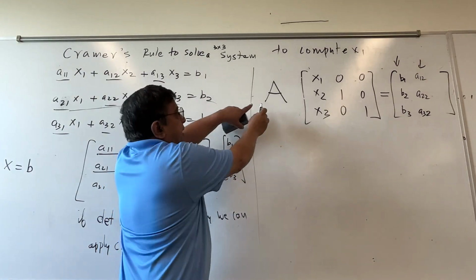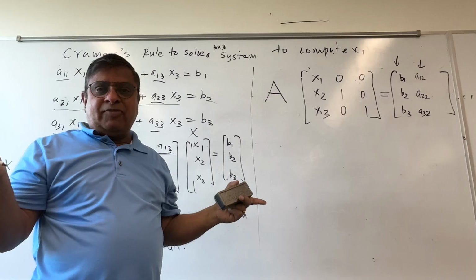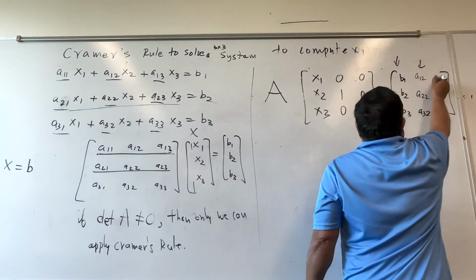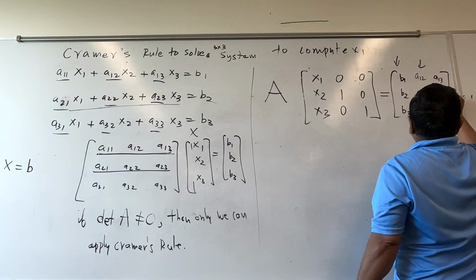Now if you multiply A by 0, 0, 1, it works exactly the same way. This would be A13, A23, A33.